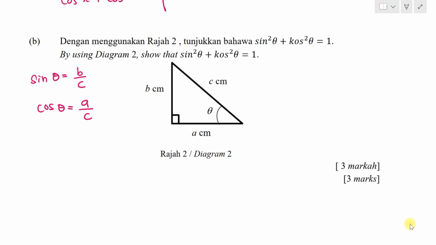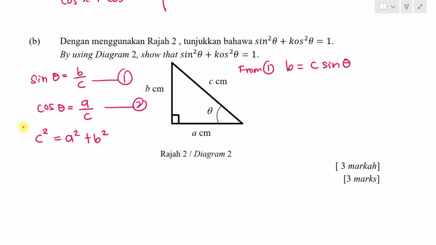So what is Pythagoras theorem? C square equals A square plus B square, right? So we need to know what A square and B square are. Let's say this is 1, this is 2. From 1, we need to make A square and B square. So B is equal to C sin theta. So we square it, it becomes C square sin square theta. We square this, we square this, so the square applies for both sine and C.